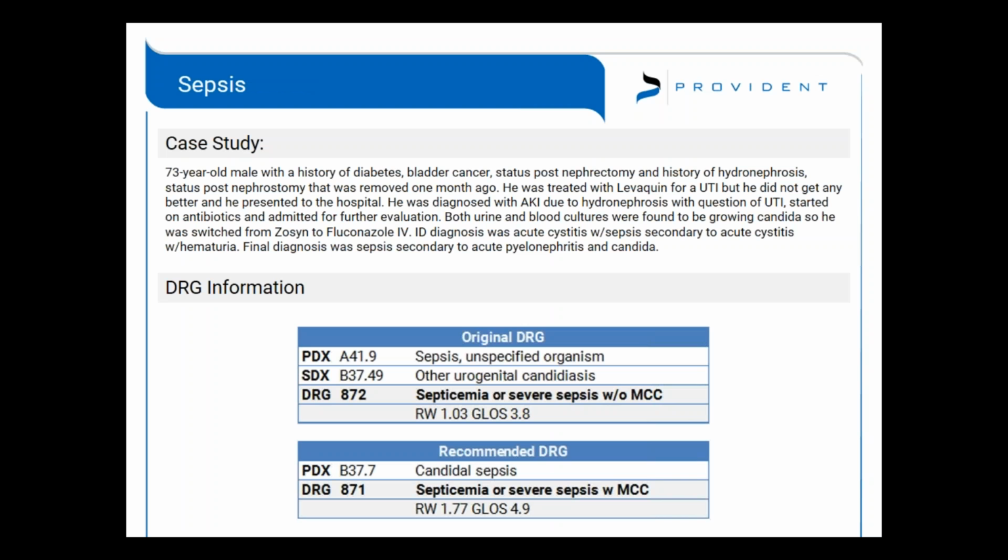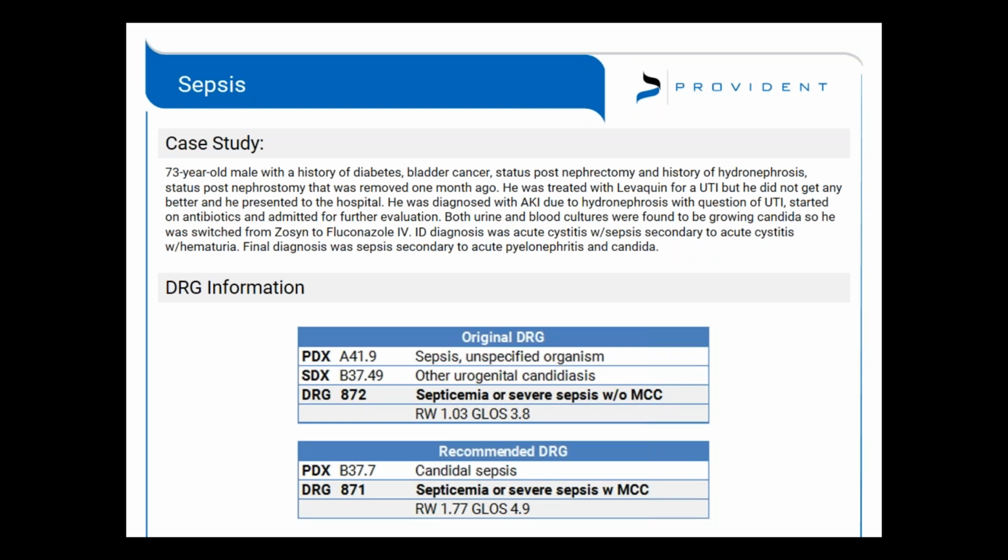All right, let's look at our first case study. We have a 73-year-old male with a history of diabetes, bladder cancer, status post-nephrectomy, and a history of hydronephrosis, status post-nephrostomy that was removed about a month ago. He was treated with Levaquin for a UTI, but he did not get any better and he presented to the hospital. He was diagnosed with AKI due to hydronephrosis with a question of UTI, was started on antibiotics and admitted for further evaluation.